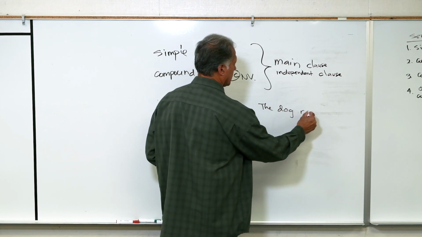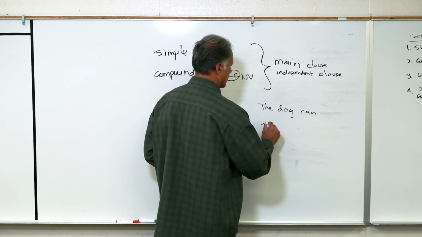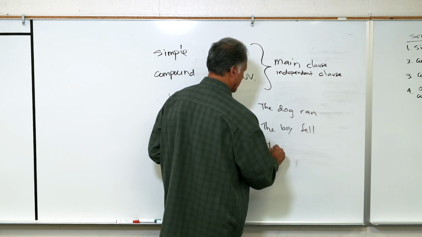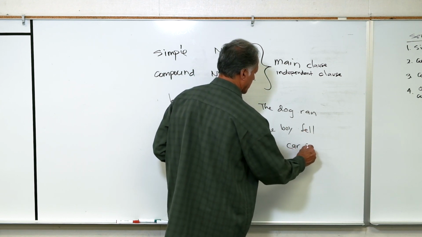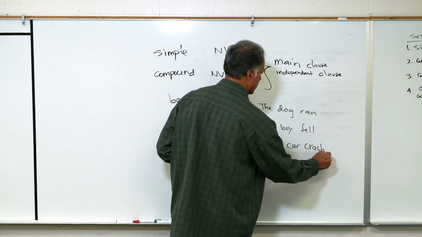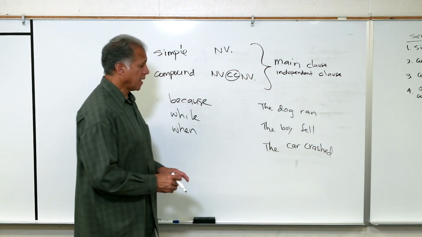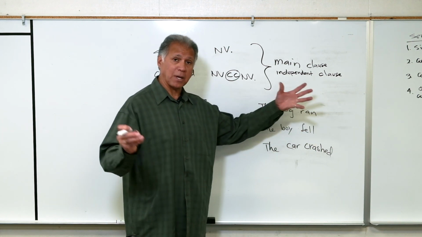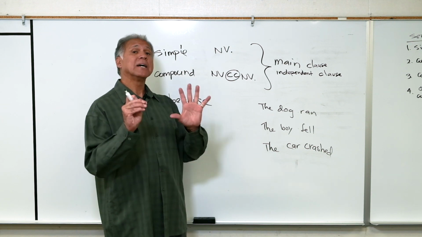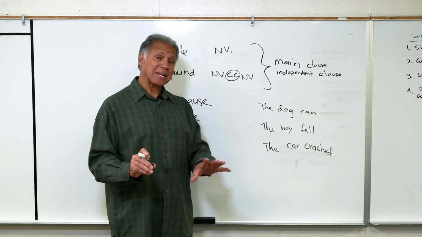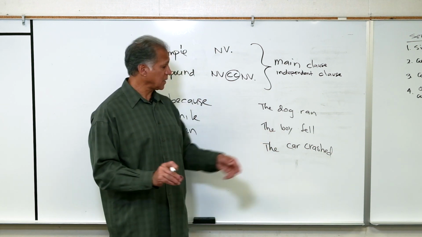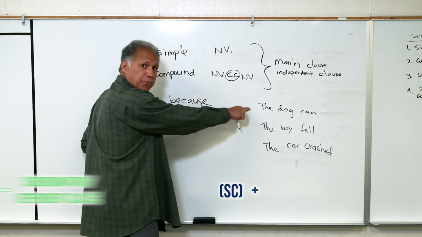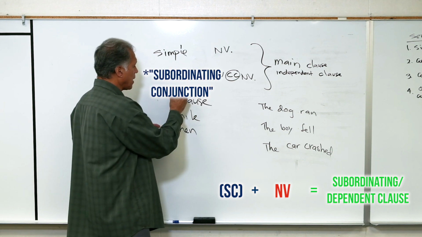The dog ran. The boy fell. The car crashed. Okay? Now, if we were making simple sentences, there's a noun and a verb, we would need a period, and we have a simple sentence. But we're going to make dependent or subordinating clauses out of these simple sentences. And all we're going to do is attach one of these in front of it. These are your subordinating conjunctions.